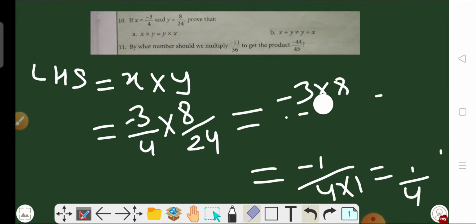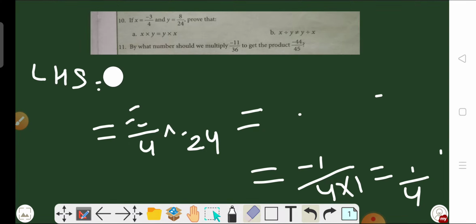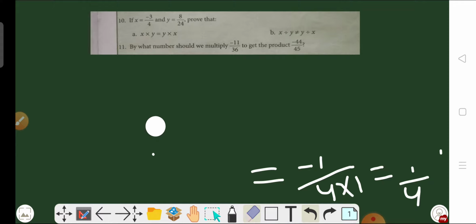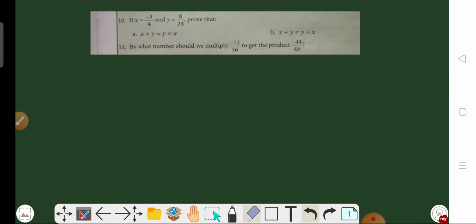Now what we have to find? We have to find the value of right hand side, and that is y into x. So the value of left hand side is equal to minus 1 by 4. Okay, now we will solve our right hand side.